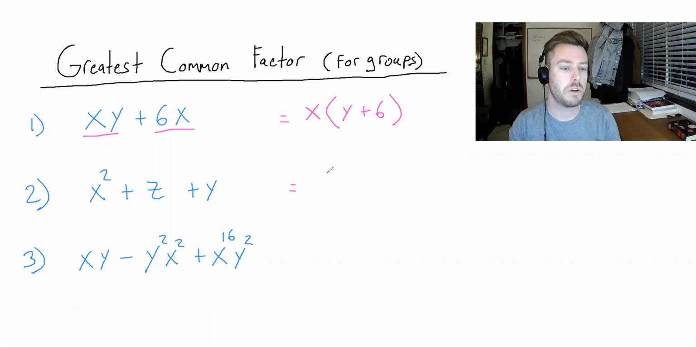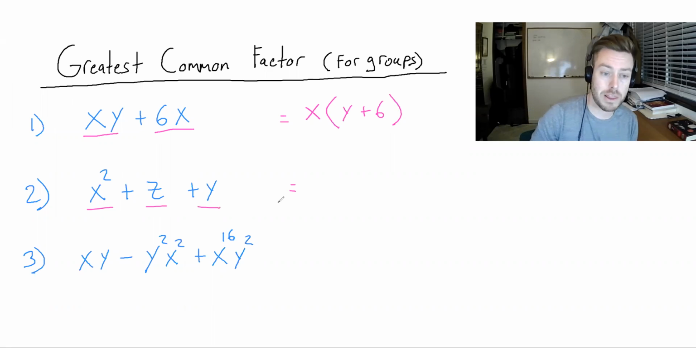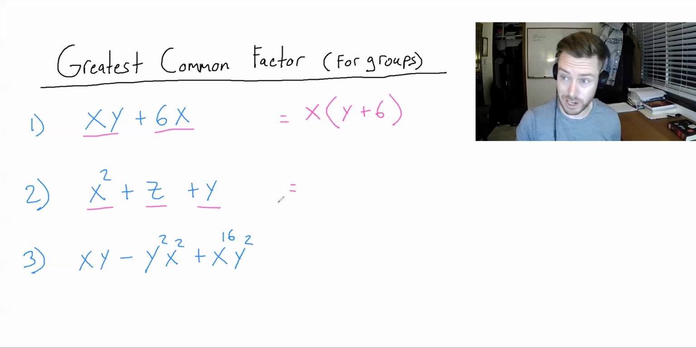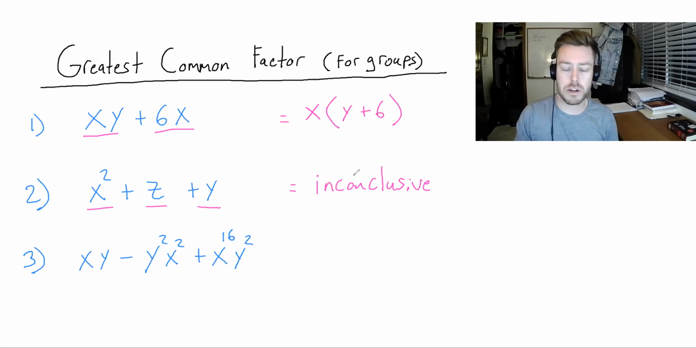For the second one, we're asked what the greatest common factor is here. What do x squared, z, and y have in common? This can be a bit tricky for everyone, but they have absolutely nothing in common. They are different variables; they could be anything. So therefore, this is inconclusive. Your teacher might want you to say that in a different way, but essentially it's nothing.